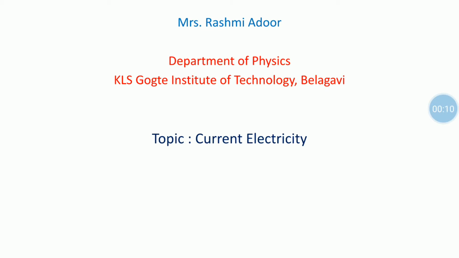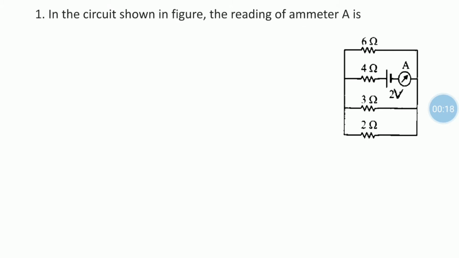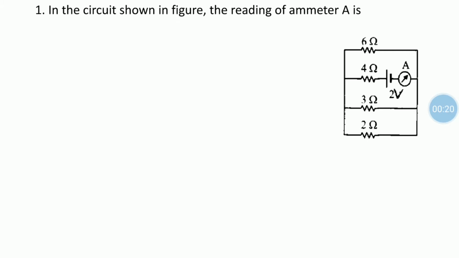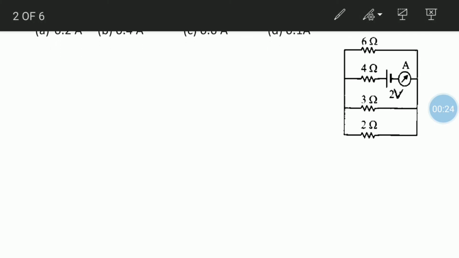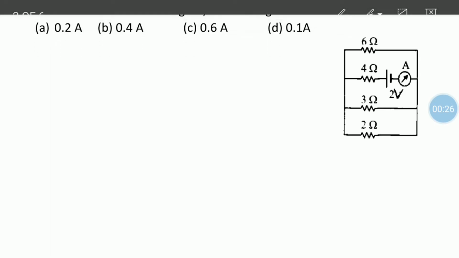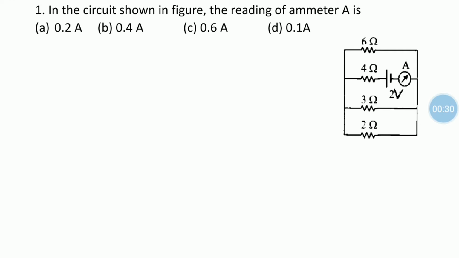Today I will be discussing few CET questions with their solutions on the topic current electricity. Let us start with the first question. In the circuit shown in figure, the reading of ammeter A is 0.2 ampere, 0.4 ampere, 0.6 ampere and 0.1 ampere.